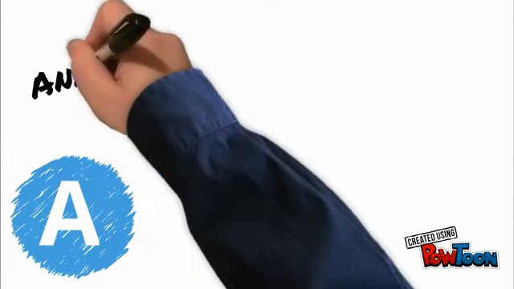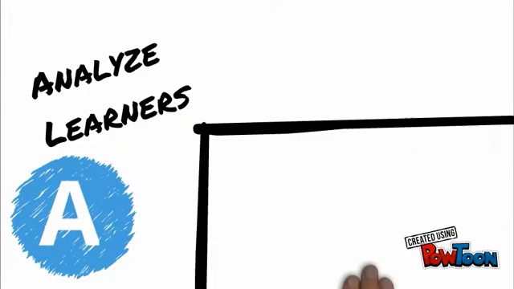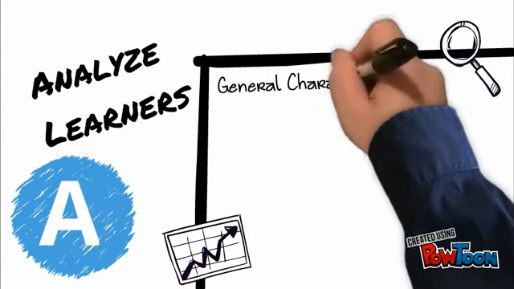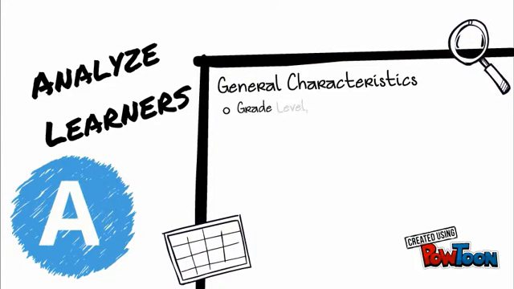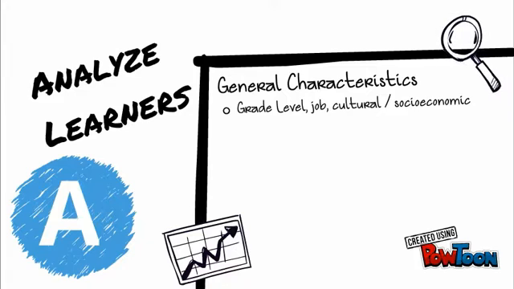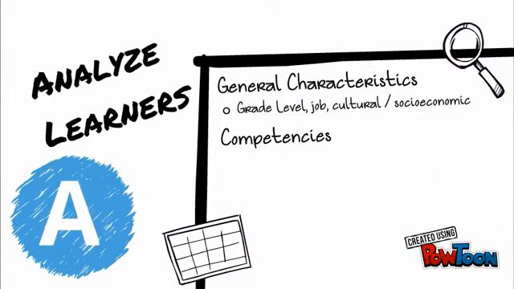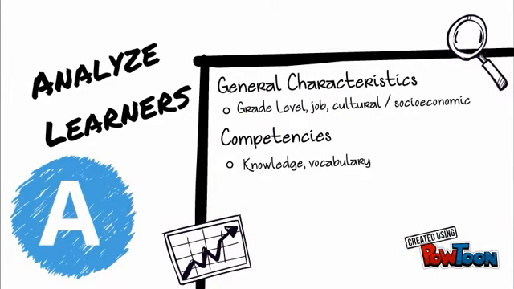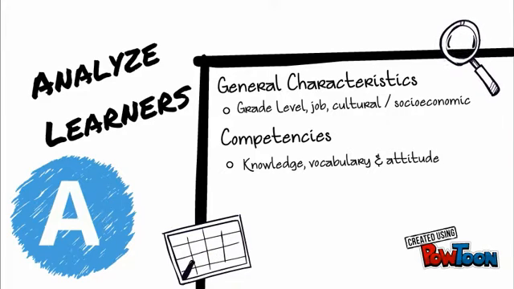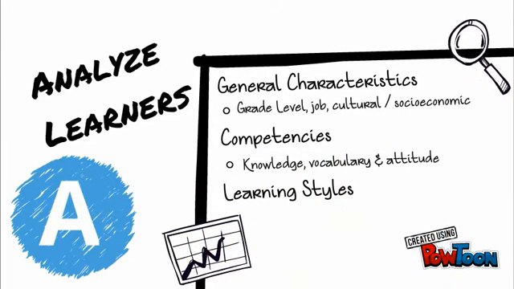In the first step, we are going to analyze our learners. In this step, we want to look for general characteristics such as grade level, job, and other factors that may affect learners. Next, we're going to look at competencies such as entry knowledge, vocabulary, and attitude towards learning. We also want to factor in any preferred learning styles of our learners.